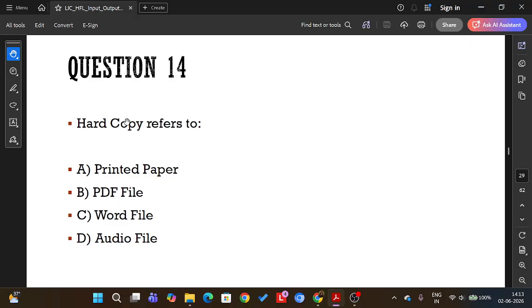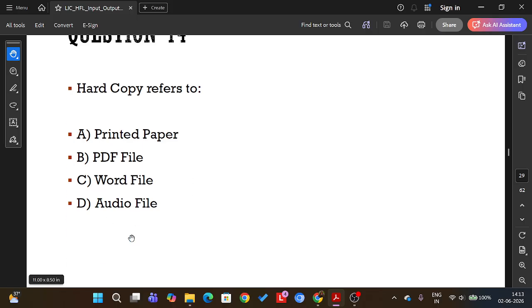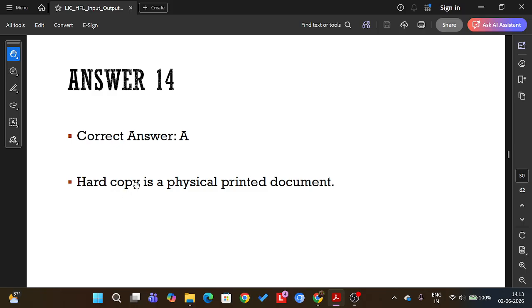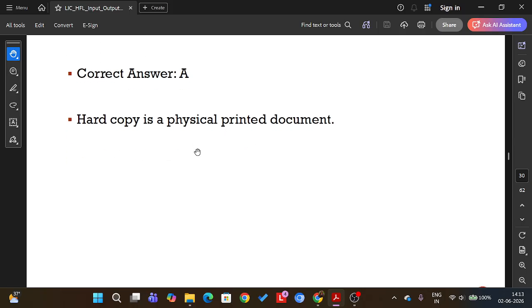Question 14. Hard copy refers to printed paper, PDF file, Word file or audio file. Hard copy means something you can hold by hand. So that means hard copy is a physical printed document. So printed paper would be your answer.